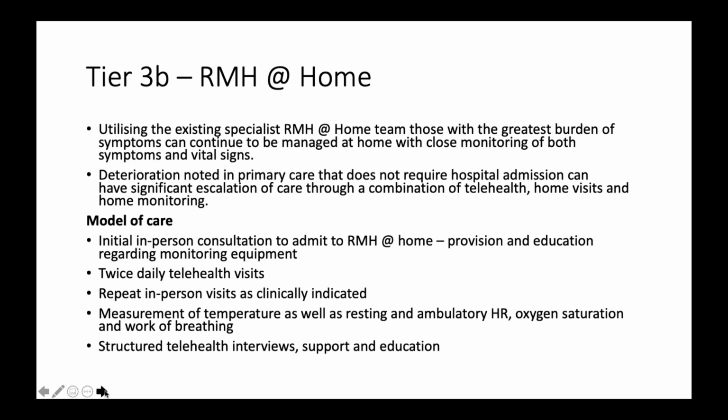So the hospital in the home, or RMH at home team, already have a very large home-based model, and we really piggybacked on that and have slowly built that ward as the numbers have required. The initial consultation, whether in hospital or in the community, is in person by one of our medical staff. They hand out the oximeters and other equipment, educate them on using it and what to expect. And then, as I said, quite intensive twice daily phone or telehealth visits with a 24-hour contact for those people.